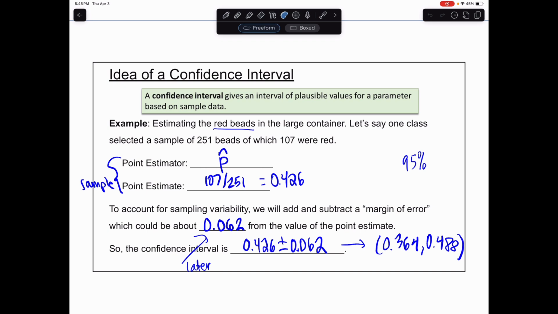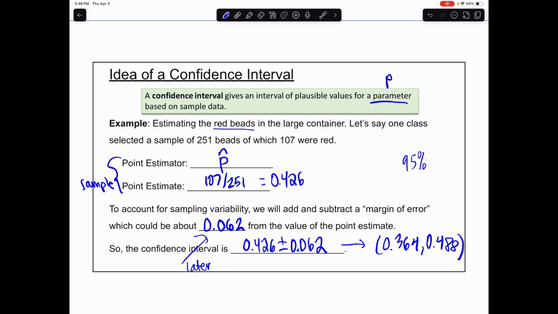So, to start from the bottom, a confidence interval gives us an interval of plausible values for a parameter based on sample data. That means, like for this example, if we had a huge container with different colored beads and we wanted to know the proportion that are red, that is the parameter P, the proportion in the large container that are red. And we don't know that because it's a large container. We can estimate, but we don't know how many are really in there.